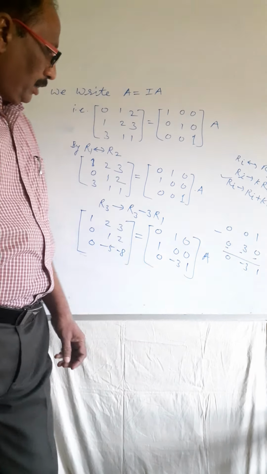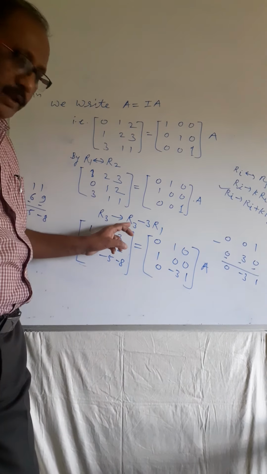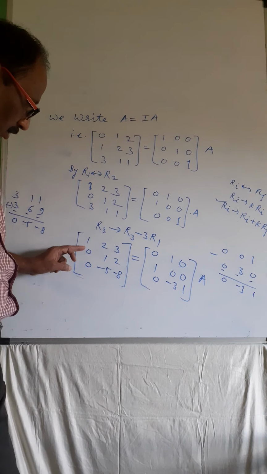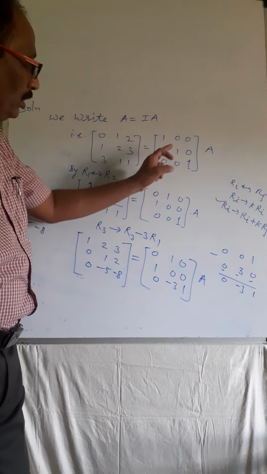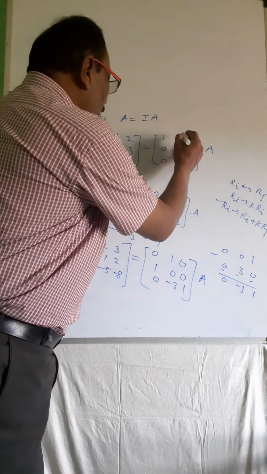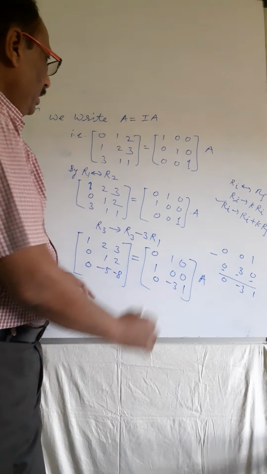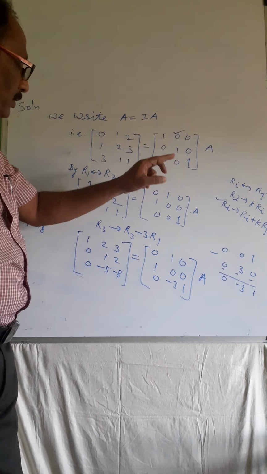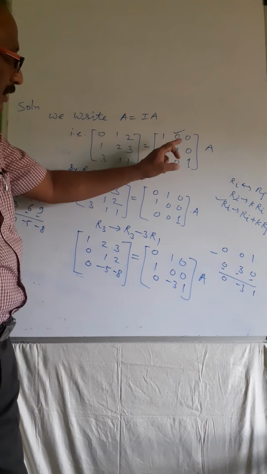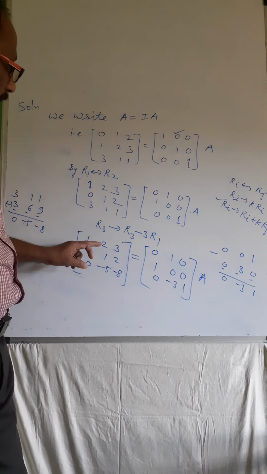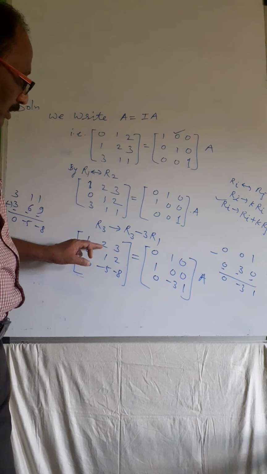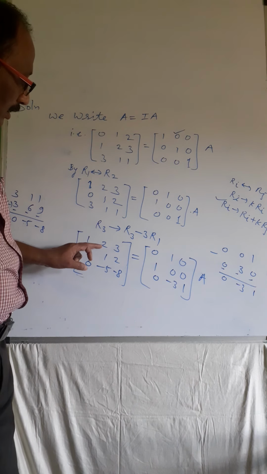Students, after doing this operation R3 changes to R3 minus 3R1, we got the first column as 1, 0, 0. Now what do we think? We think that here we should get 0, here we should get 0, means 0, 1, 0, the second column will be as it is. At the second position we have to convert these two into 0 elements. How is it possible? If we change R1.